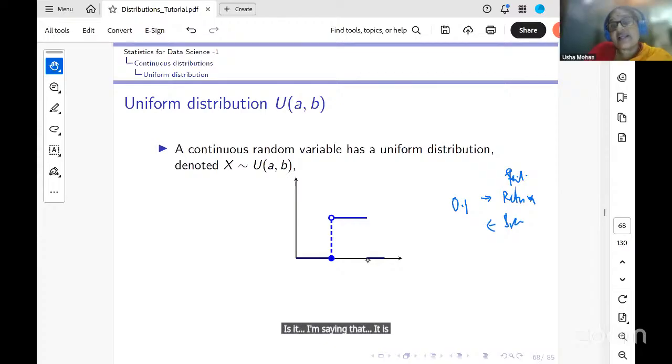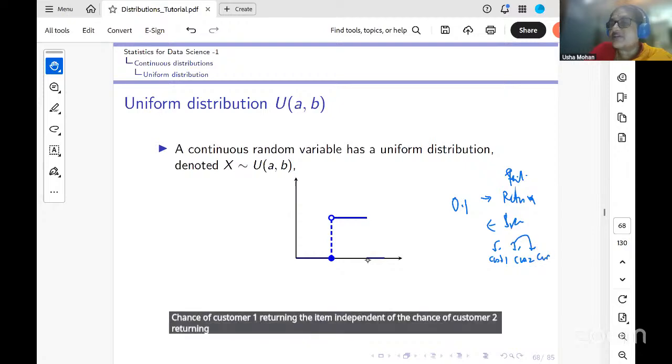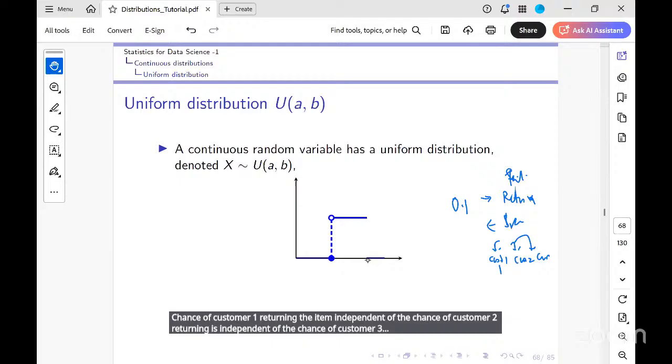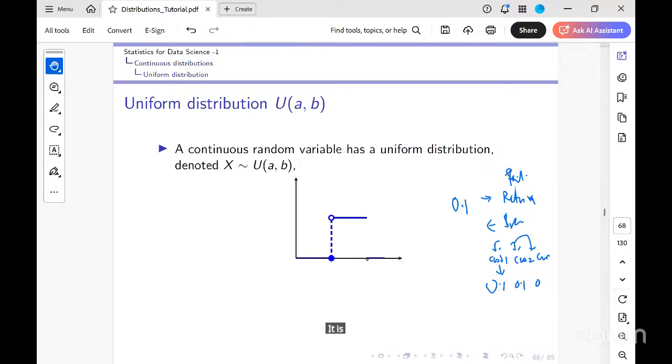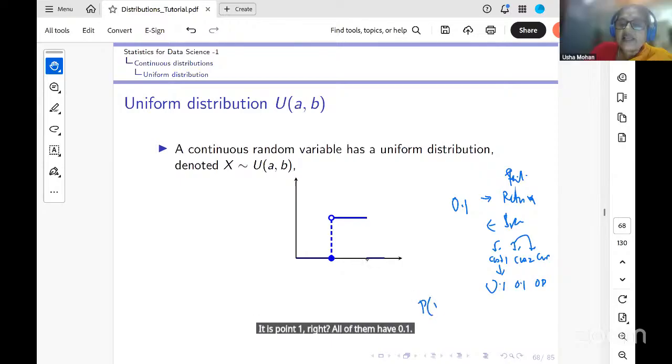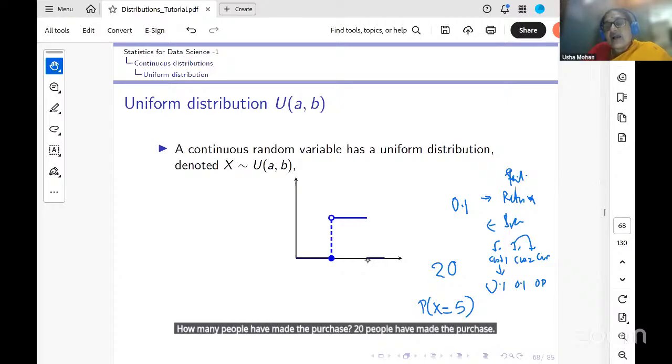It is observed that 10% of the customers return. So is the chance of customer 1 returning the item independent of the chance of customer 2 returning, which is independent of the chance of customer 3? Yes, ma'am. What is the chance that customer 1 returns? It is 0.1, right? All of them have 0.1. I'm asking what is the chance that there are exactly 5 people? How many people have made the purchase? 20 people have made the purchase. I'm asking, out of these 20, what is the chance that exactly 5 people return? So what is the distribution that you would use?